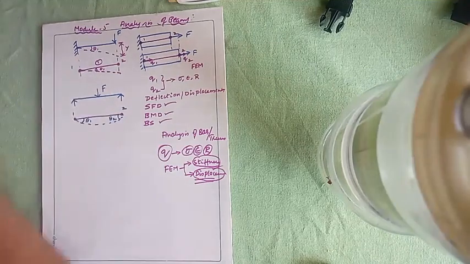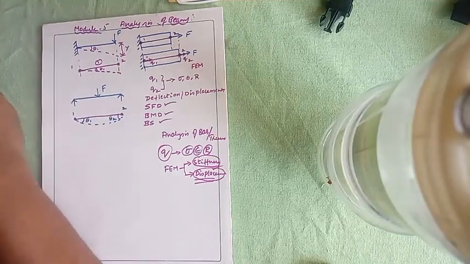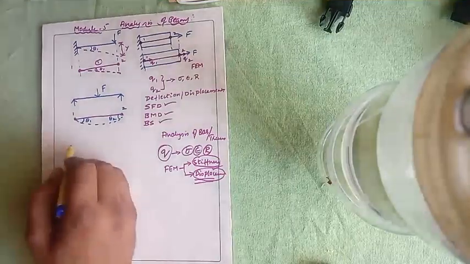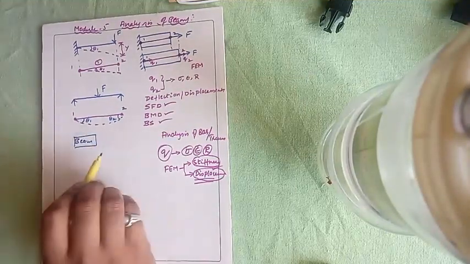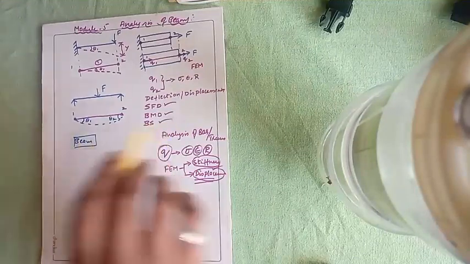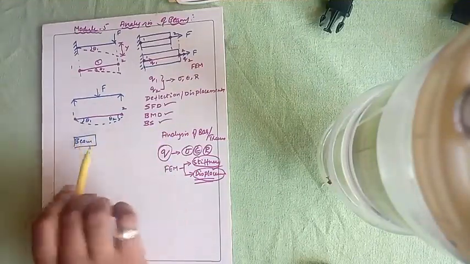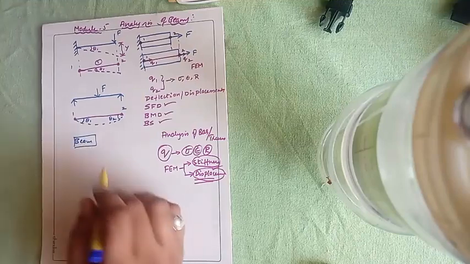Now, what do you mean by a beam? That is a basic definition you need to understand. There is one small difference between a beam and a bar. A beam is a structural member which carries transverse load.